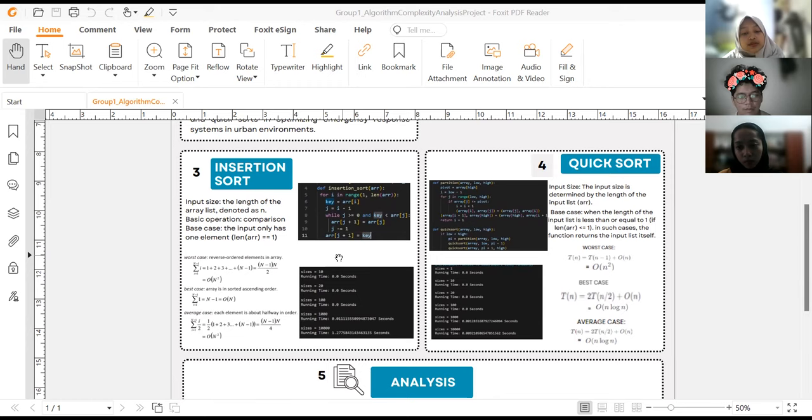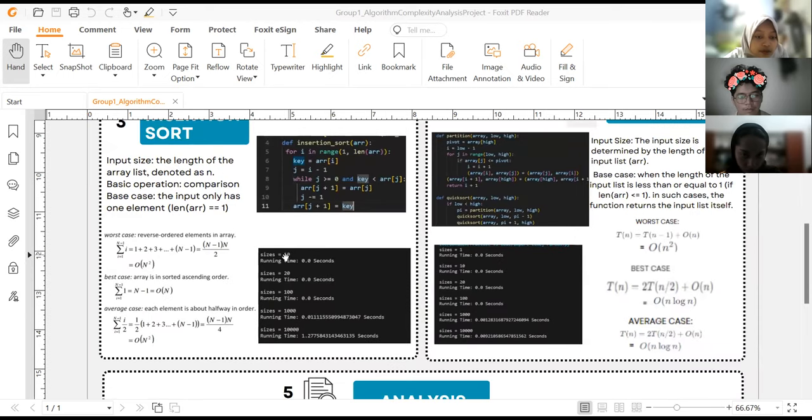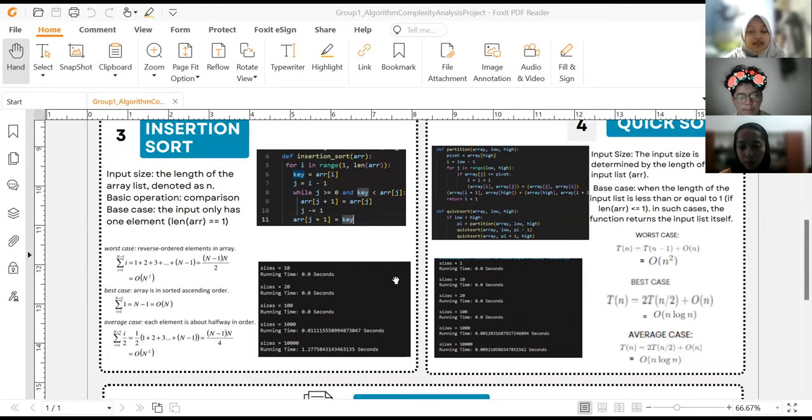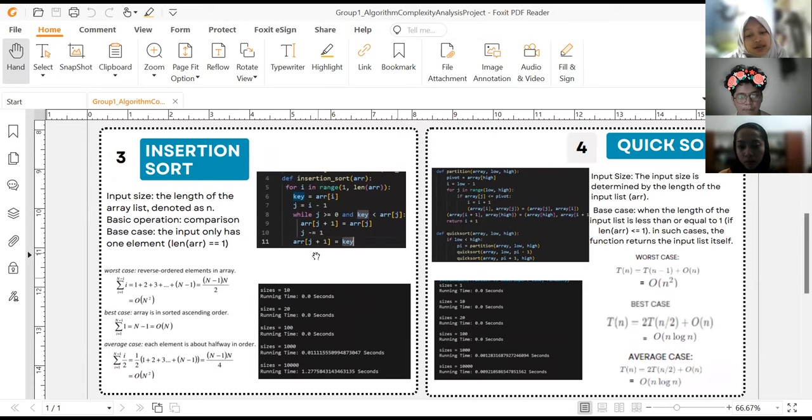And also, we ran code to find out the running time for each input size. Here we have 10, 20, 100, 1000 until 10,000. And we have a running time of 0.0 seconds for input sizes 10 until 100. And then for the input size 1000, we have a running time of insertion sort of 0.0111115 and so on. And then for the input size 10,000, the running time is 1.277584 and so on. So apparently that's all that we found on insertion sort time complexity and running time.